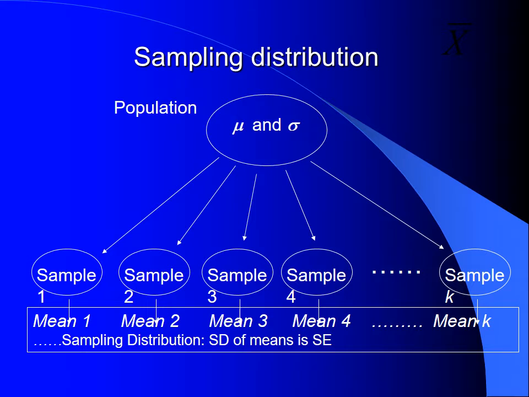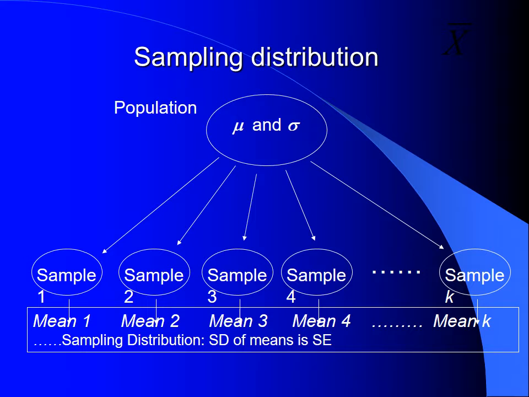Because we want the precision of our mean, how close it is to the population mean, some estimate of that can be given by calculating the standard deviation of all these means. If we have mean 1, mean 2, mean 3, mean 4, and so on up to mean k, I use only these means and calculate the standard deviation for all of them, which is called the standard error.